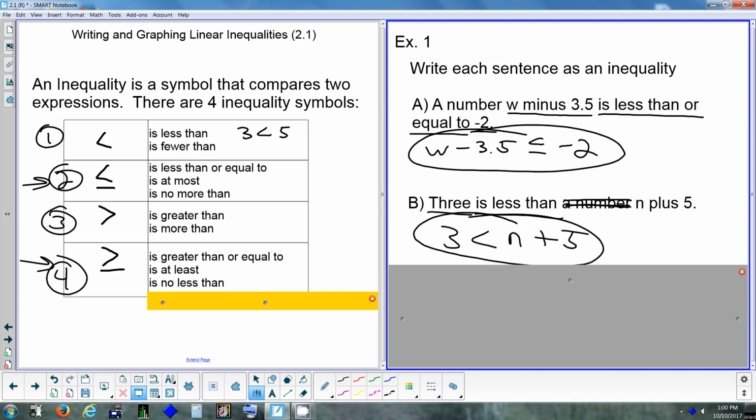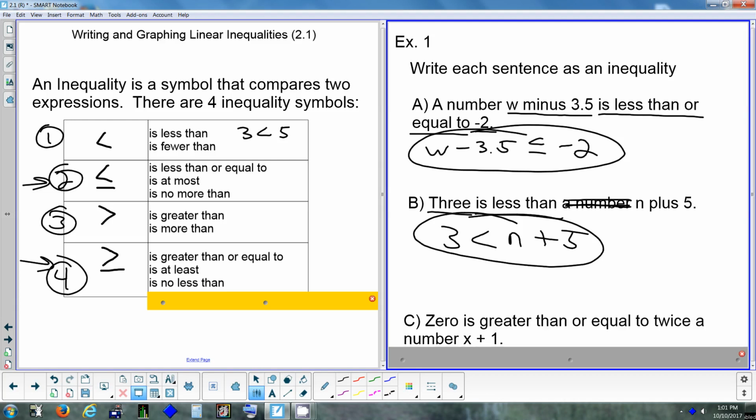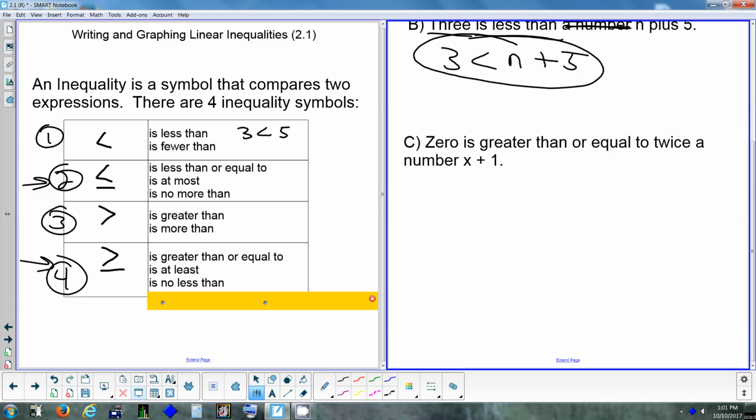Any question on that one? I think you guys have done this kind of stuff before with equations, so it's not really that much different with an inequality. You just have to pick one of those symbols, 1 through 4. I just want to make that a little higher. 0 is greater than or equal to twice a number x plus 1.